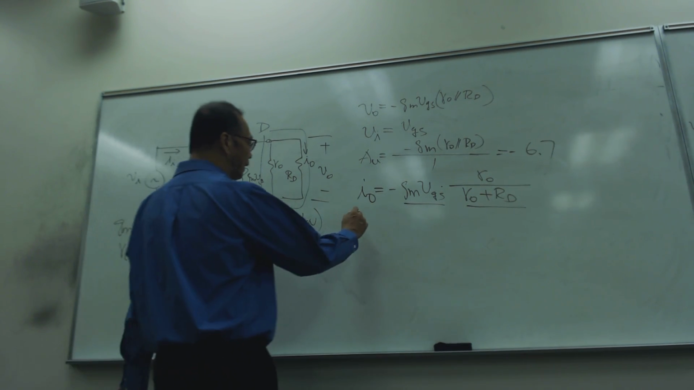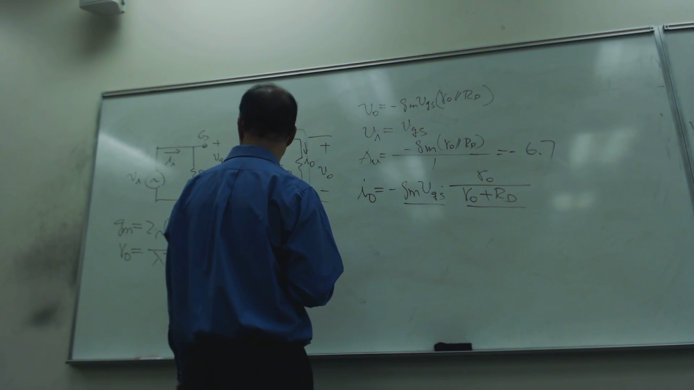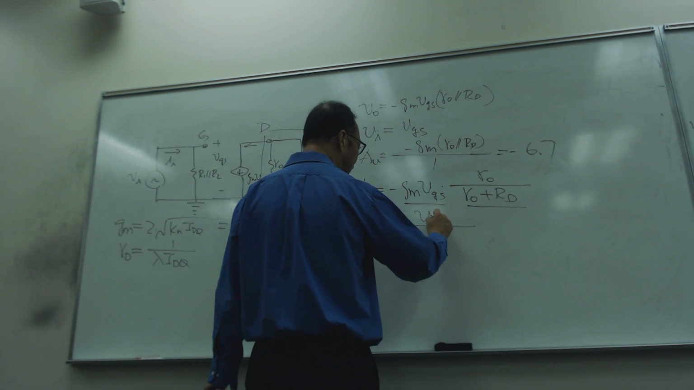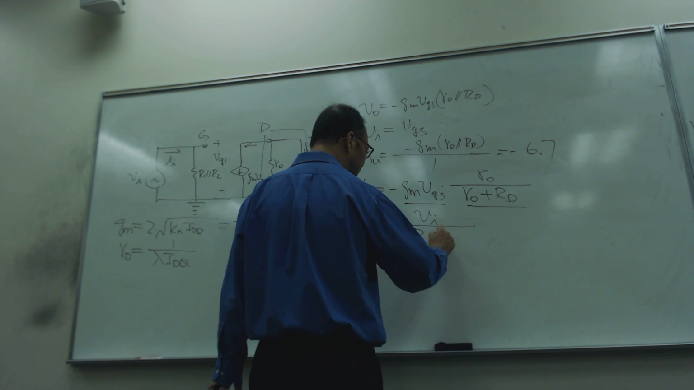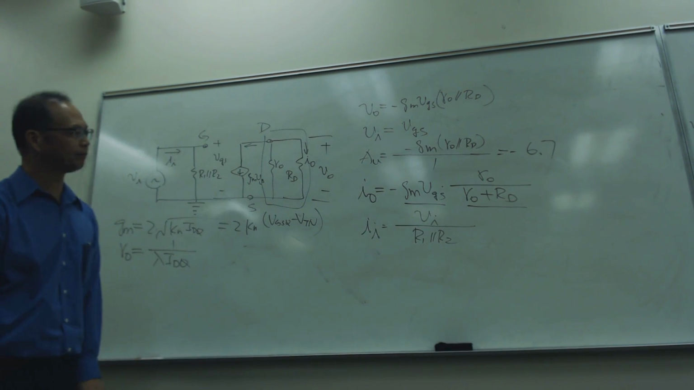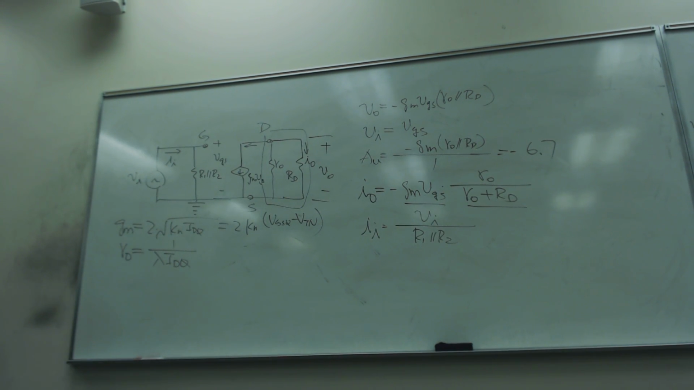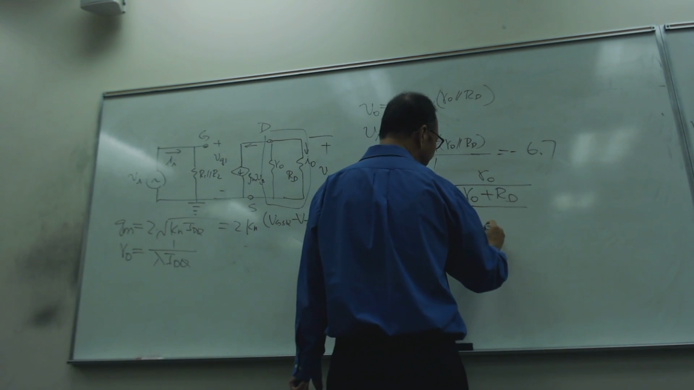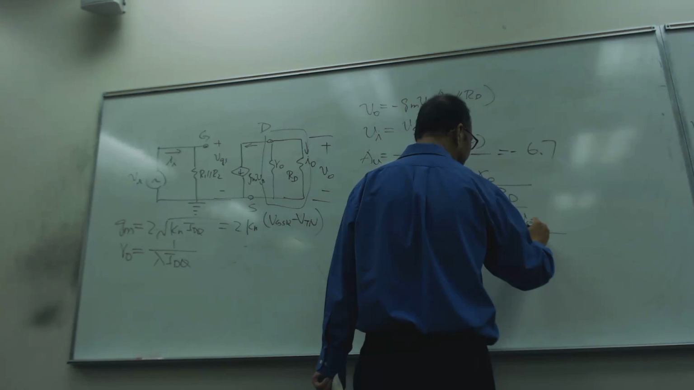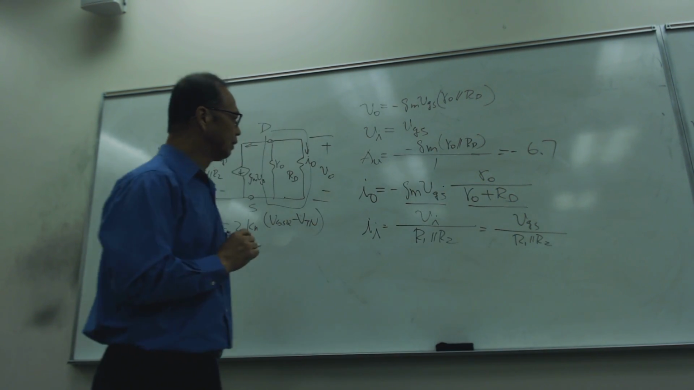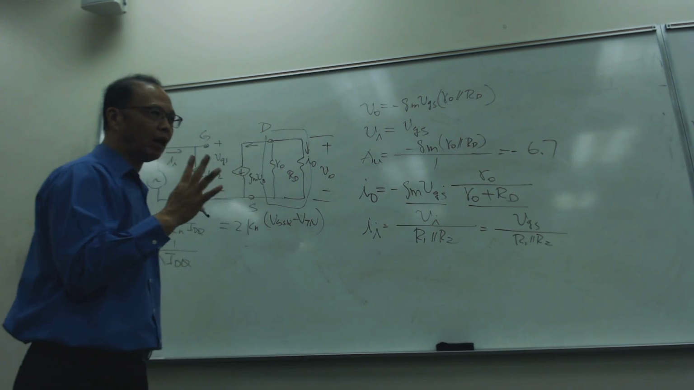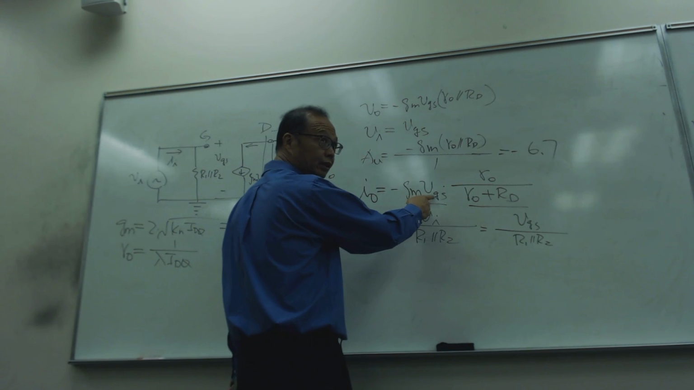Okay. What about I sub I? I sub I is equal to V sub I over R1 in parallel with R2. Correct? And I know that V sub I is VGS. So now you can see I have two equations, both a function of VGS.